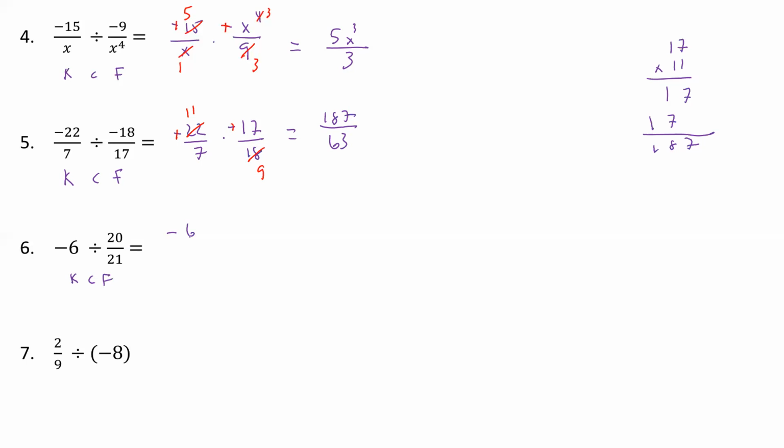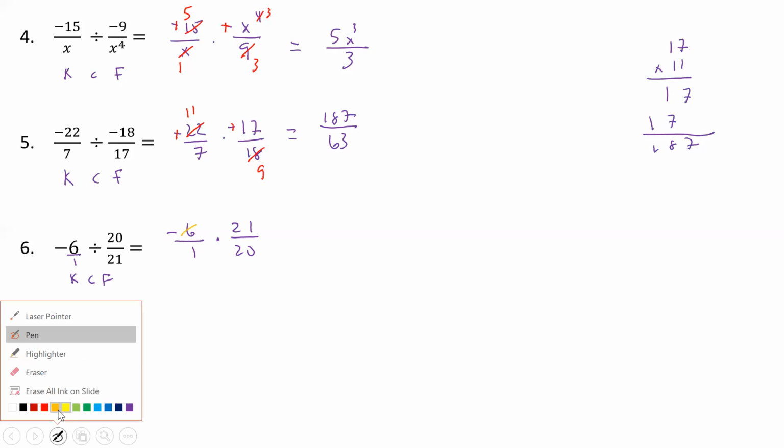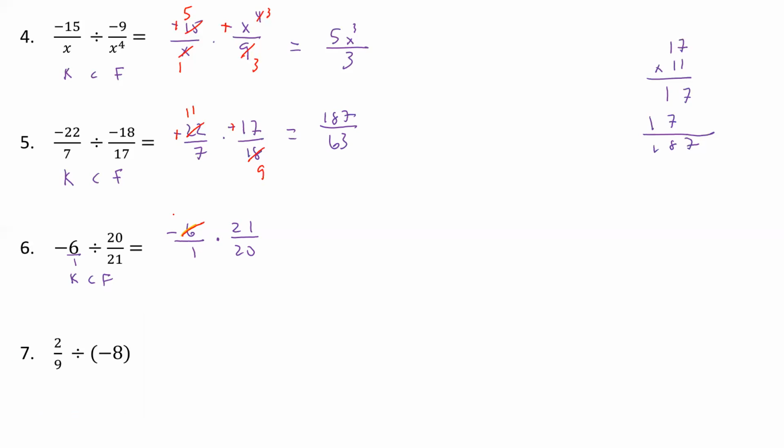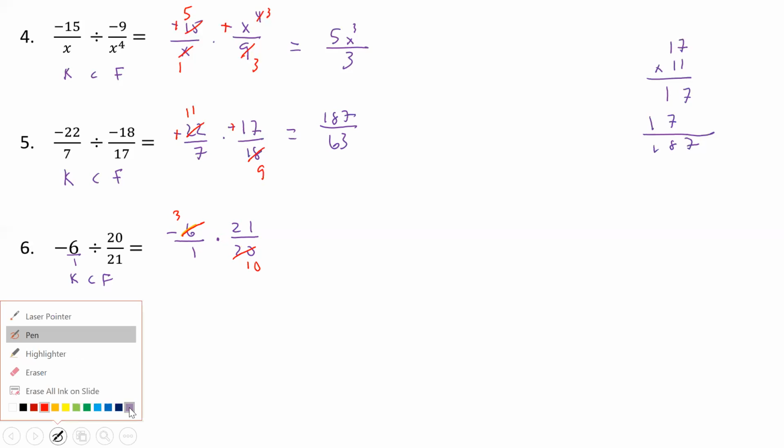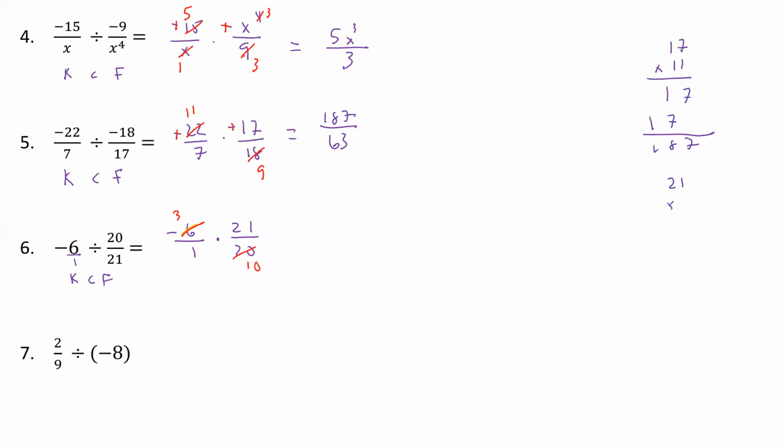All right, so again, keep, change, flip. So we have negative 6 over 1. We're going to go ahead and make that a fraction. That's really over 1. And times, and we'll have 21 over 20. All right, so now we have that written. Let's start canceling. So looks like 2 will go in here, and we're left with 3. 2 will go in here, and we're left with 10. Now that's about as far as we can do. And so now we have to take 21 times 3. So if we need to, we can go ahead and multiply and get our 63. And it's a negative. And then we have 1 times 10 is 10.